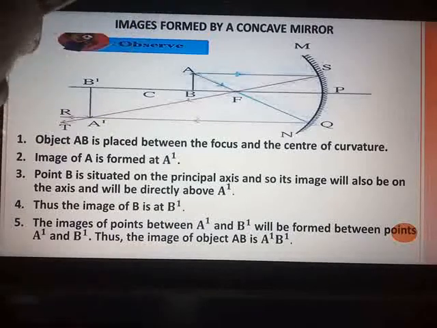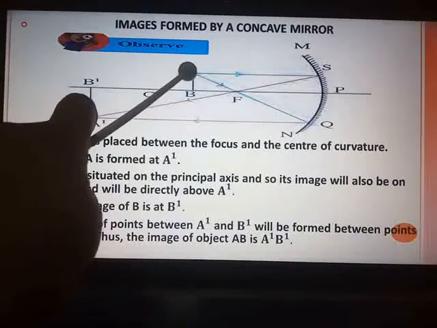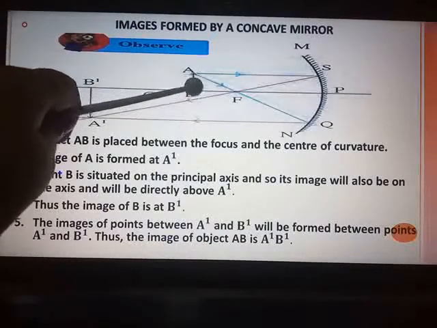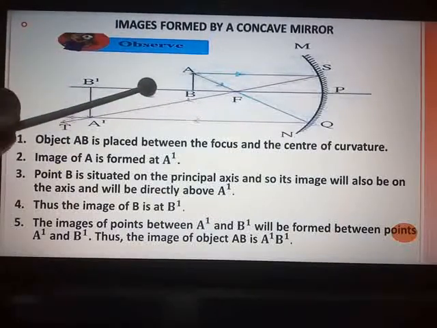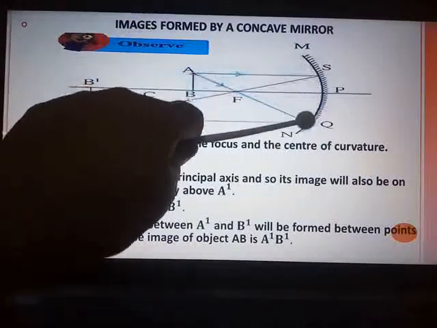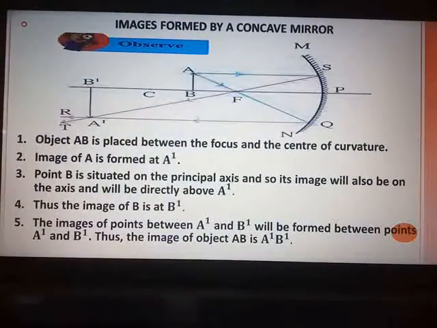So here you can see this is an object AB. First we are going to study the image when the object is placed between the focus and center of curvature. You can see here this is the object AB which is placed between the center of curvature and principal focus F of a concave mirror MN. This is your concave mirror.